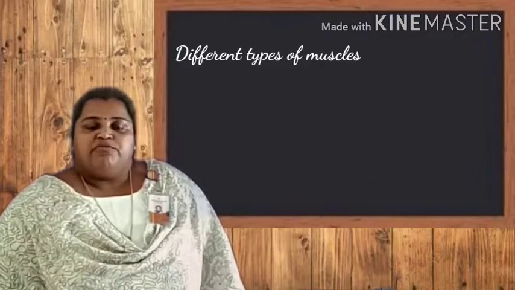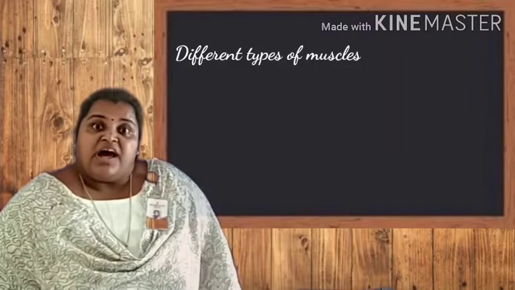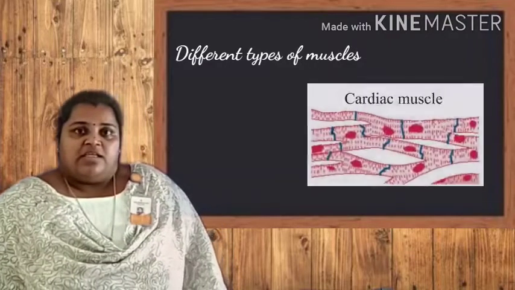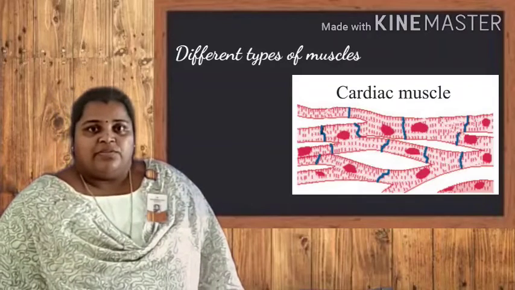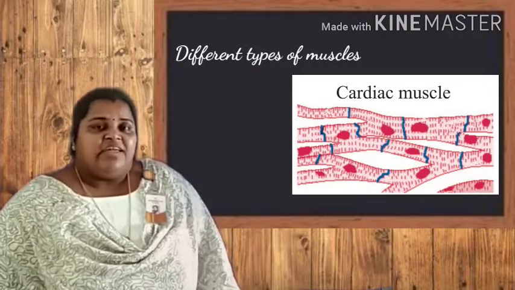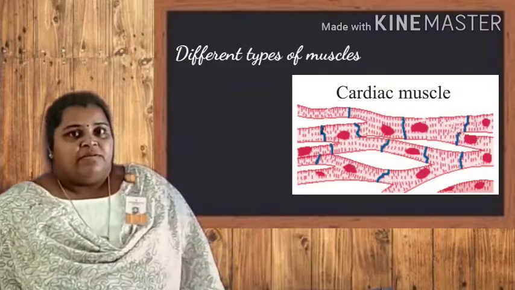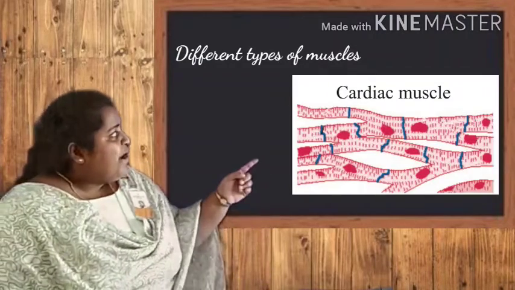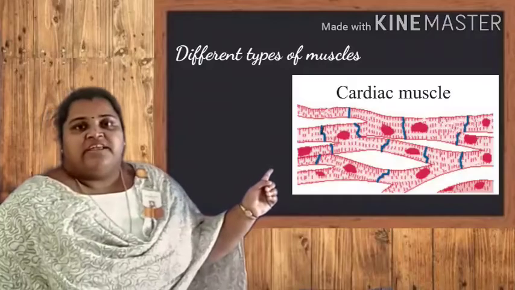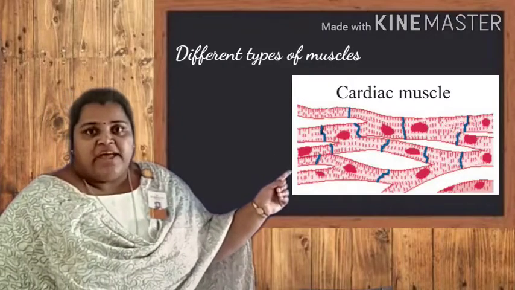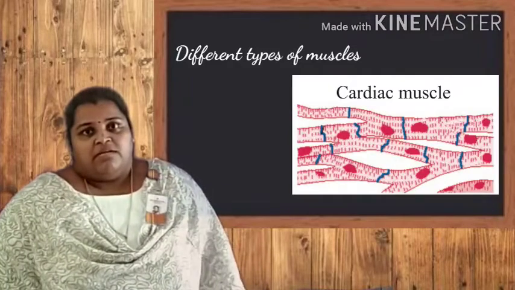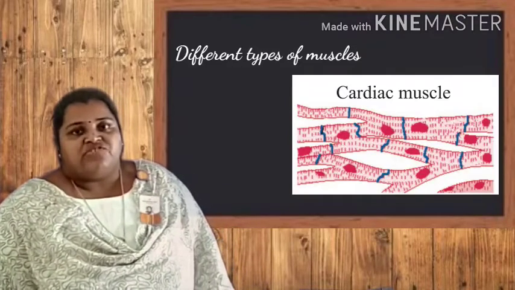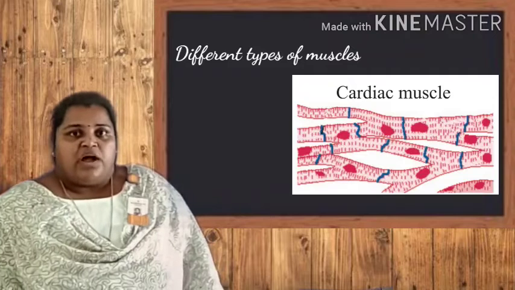The third type of muscle is known as cardiac muscle. They are seen on the wall of the heart. They are cylindrical in shape and also branched. Cylindrical, branched and have striations. It helps in contraction and relaxation of the heart.